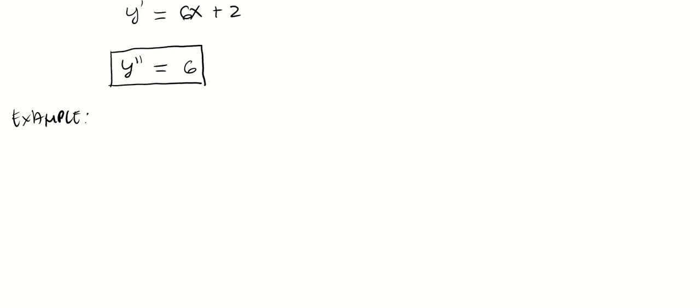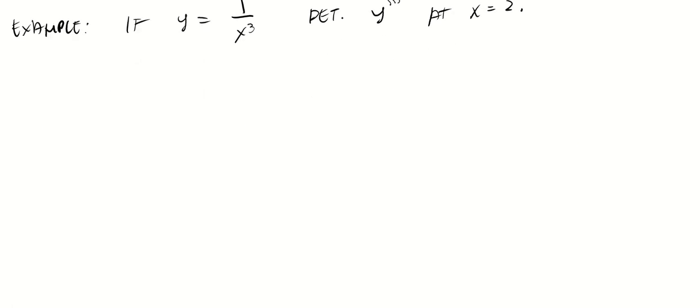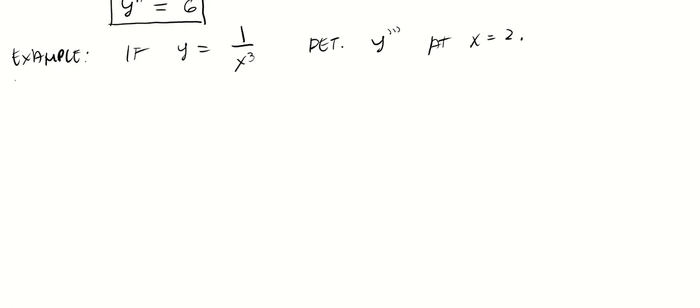How about this one? If y is equal to 1 over x cubed, determine the third order derivative, y triple prime, at x equals 2. So these are specific values. We need to determine y triple prime at x equals 2. And again, we take the first order, second order, then the third order.